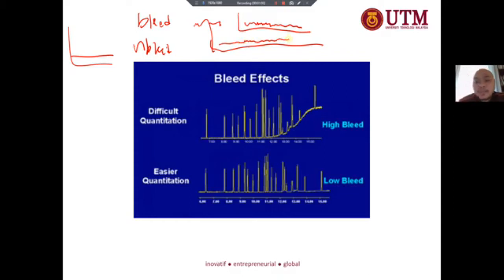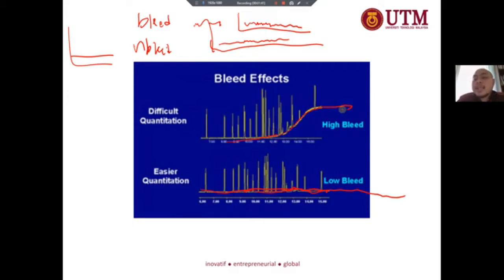The second characteristic: for the low bleed, the baseline is stable, which means we get a very straight line. But at high bleed, at a certain temperature, the effect of the pressure is much higher, so it can create a higher baseline in the chromatogram.